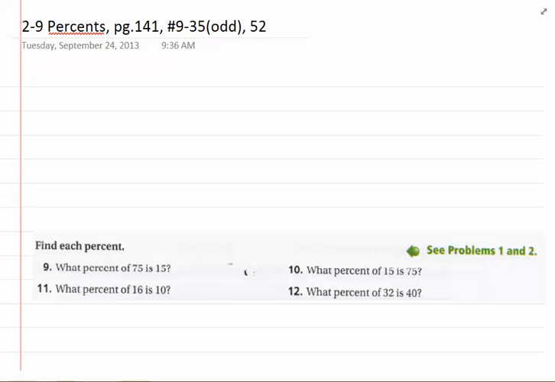Hi guys, today we're doing percents, page 141, number 9 through 35 on and 52. Let's first look at number 11.